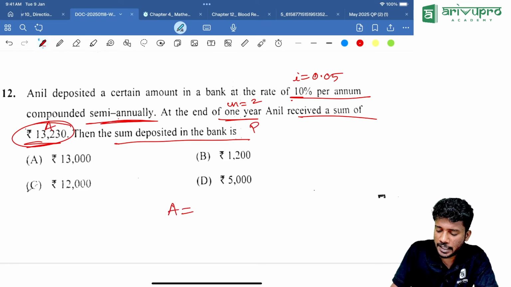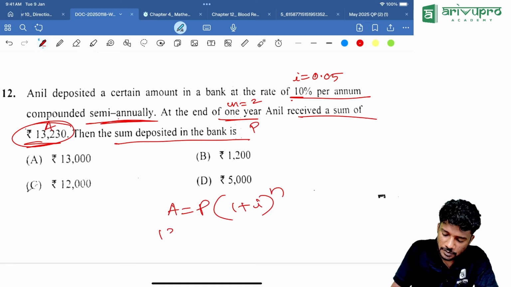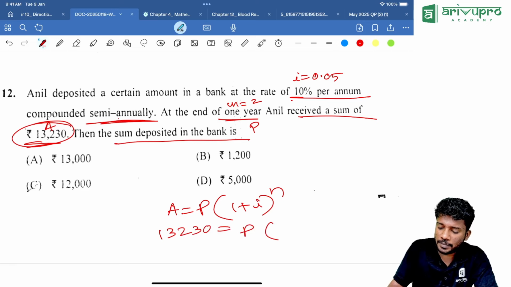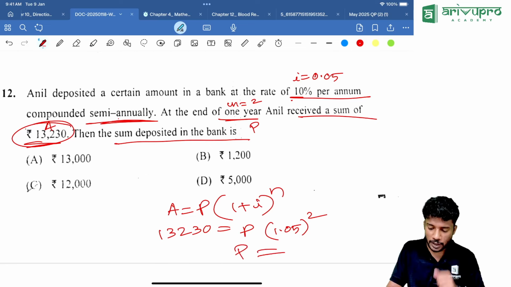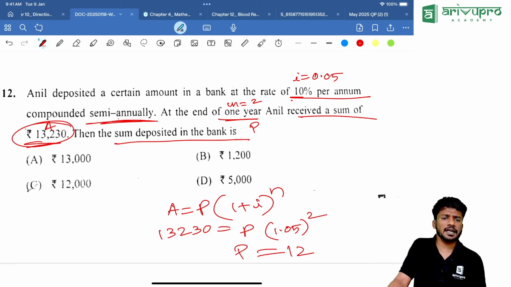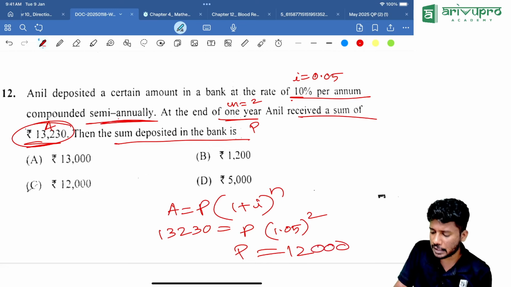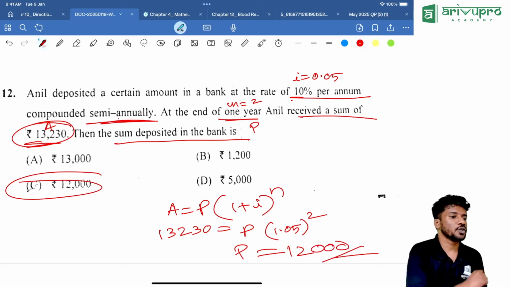What is the formula? A is equal to P into (1 plus I)^n. That means 13230 is equal to P into 1 plus I, which is 1.05 the whole raised to 2. Get me the value of P. How much is it? 12,000. You might have got it like 11,999.9999999. Answer is option C.